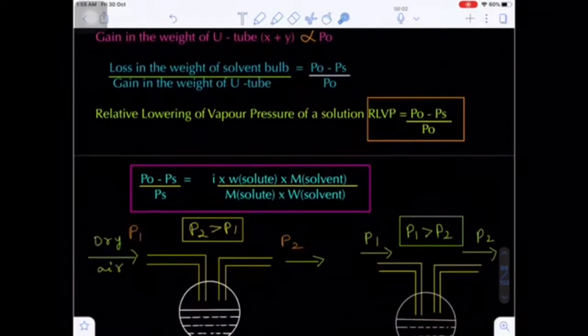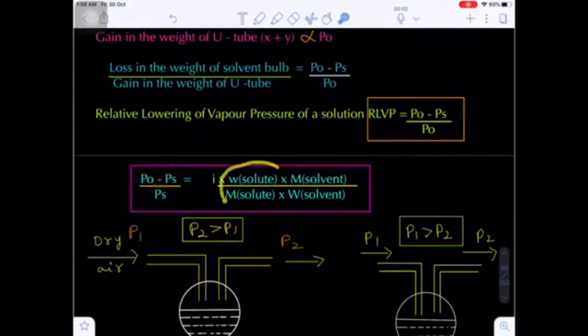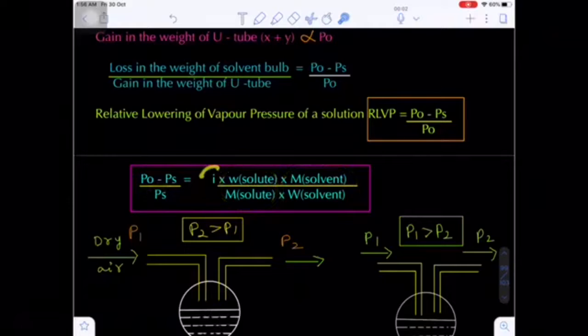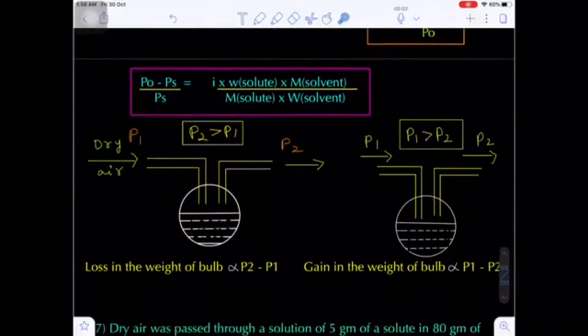Okay. Now I am writing one more formula, P naught minus Ps, in terms of Ps in the denominator. So number of moles of solute upon number of moles of solvent. I am introducing the iota factor, because in case of a solute undergoing dissociation or association, the iota value is not equal to unity. That's why we are introducing the iota, that is the van't Hoff factor for abnormal colligative property.